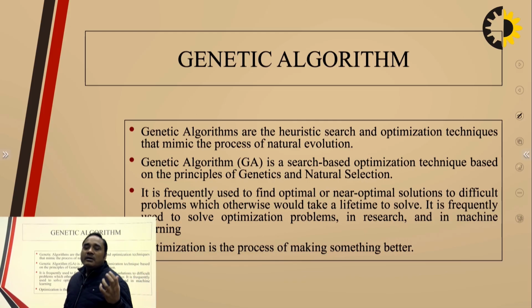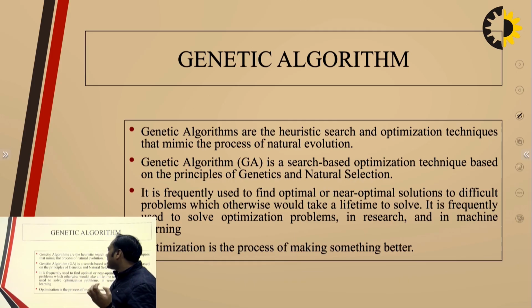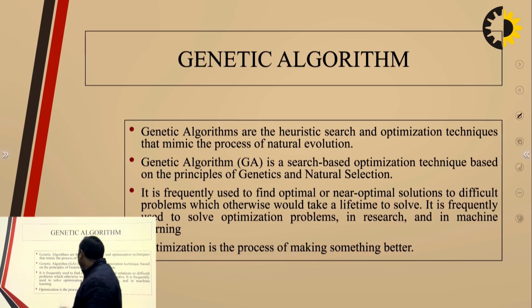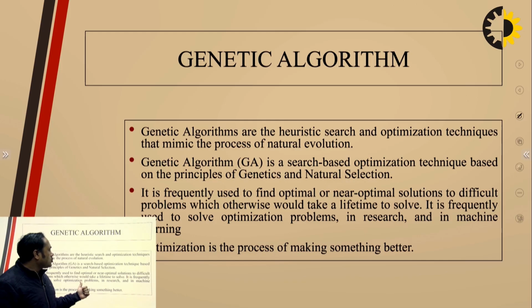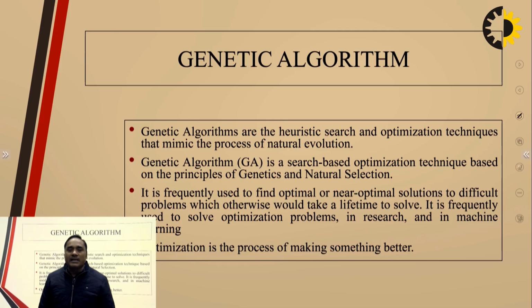So, on the basis of natural selection, we are taking the answer on the basis of genetics and natural selection. This is frequently used to find optimal or near-optimal solutions to difficult problems which otherwise would take a lifetime to solve. It is frequently used to solve optimization problems in research and machine learning because it is a very popular meta-heuristic or optimization technique used to solve different real-time problems by using machine learning and deep learning techniques.